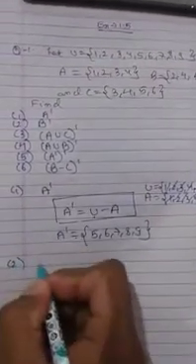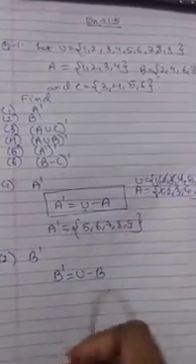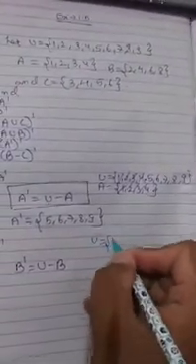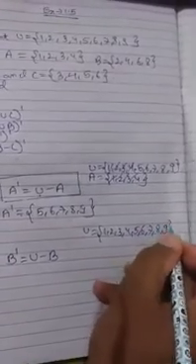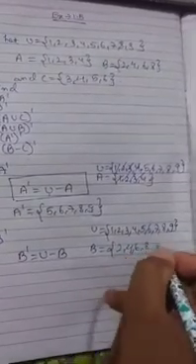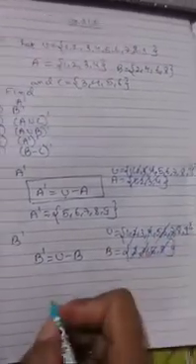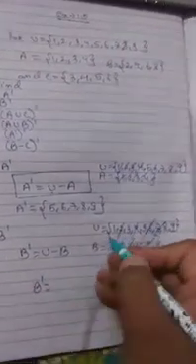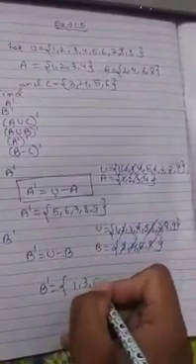Okay. Now similarly we will find the second part, B complement. So B complement will be U minus B. What is U? U is 1, 2, 3, 4, 5, 6, 7, 8, 9. And what is B? B is 2, 4, 6, 8. So we will cancel out 2, 4, 6 and 8. What is left in the elements of U is 1, 3, 5, 7, 9. So this is your B complement.